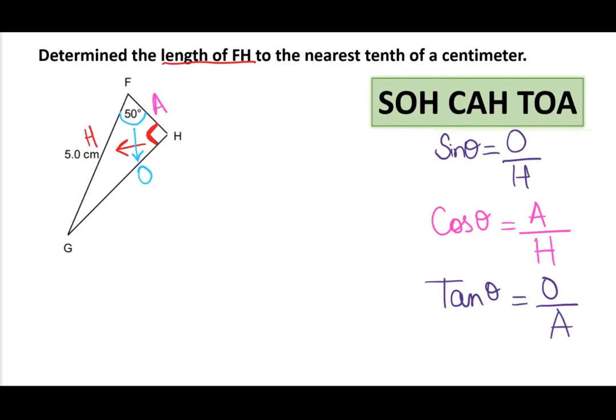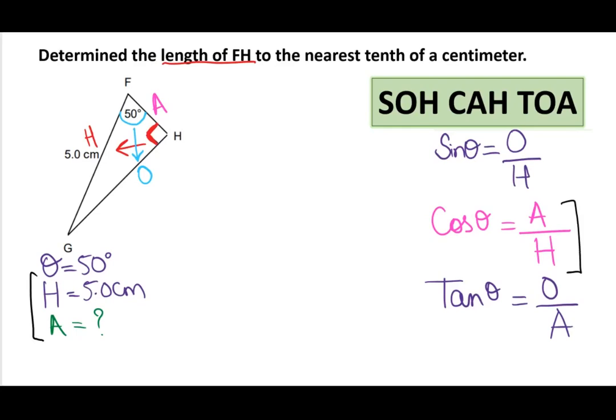Okay, so let's write down the information that's given to us, what's known. The angle, or theta, is 50 degrees, and hypotenuse is 5.0 centimeters. And we need to find side FH, or adjacent. Let's figure out which ratio we're going to be using. We have hypotenuse and adjacent here, and we have hypotenuse and adjacent here. So we will be using cos theta equals adjacent over hypotenuse to find the length of adjacent side.